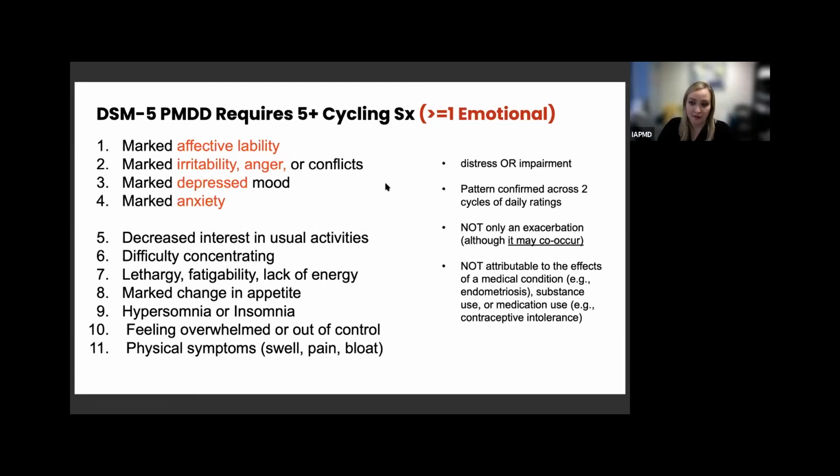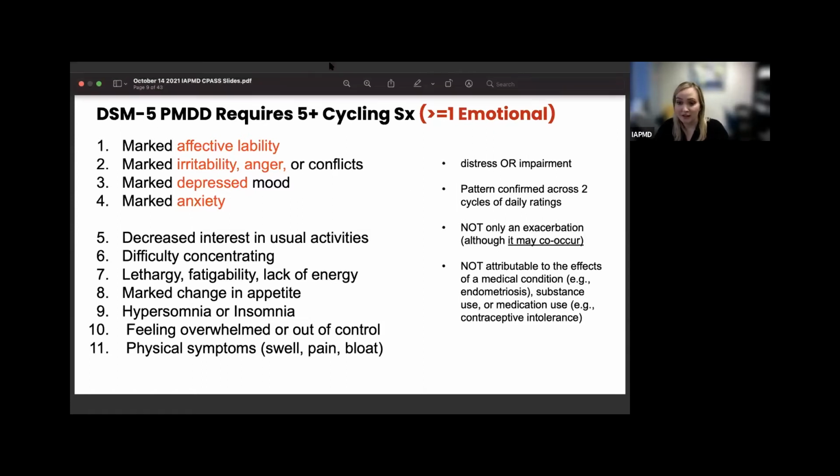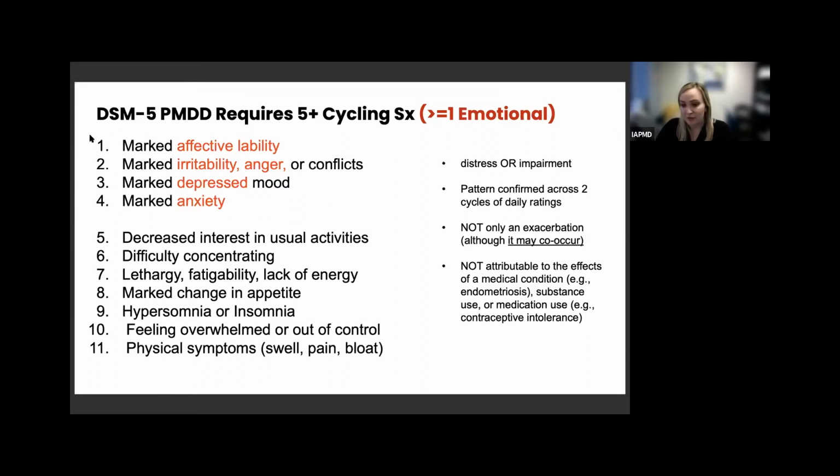The pattern does have to be confirmed across 2 cycles of daily ratings because the false positive rate is so high. We're going to talk about that in a little bit. It can't only be an exacerbation of another disorder, although it certainly can co-occur with other disorders. And there's plenty of examples in the literature of how you might separate symptom by symptom, which ones are sort of chronic and which ones are cycling. And then it can't be attributable to the effects of a medical condition. All right, next slide.